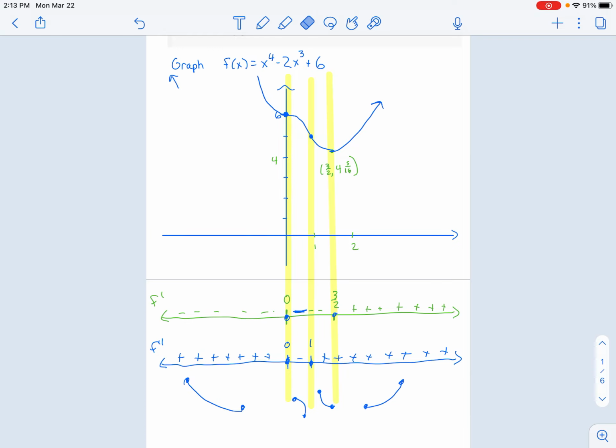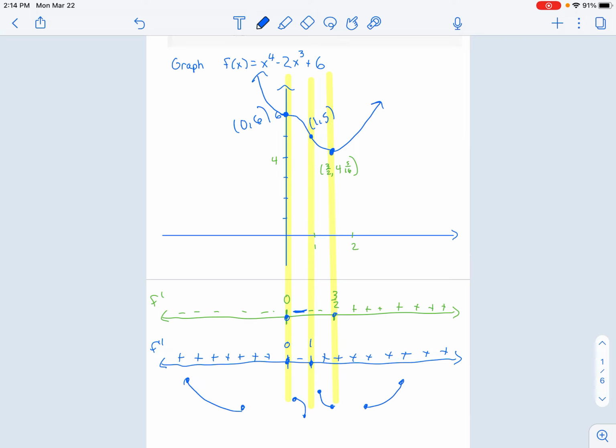Let's erase these guides here. They match what we have. And that in general is what our graph looks like. Let's go ahead and label some points here. We had 1, 5. We had 0, 6. This was our relative min. This is an inflection point. This is an inflection point, change in concavity. We're decreasing all the way to 3/2, and then we're increasing.